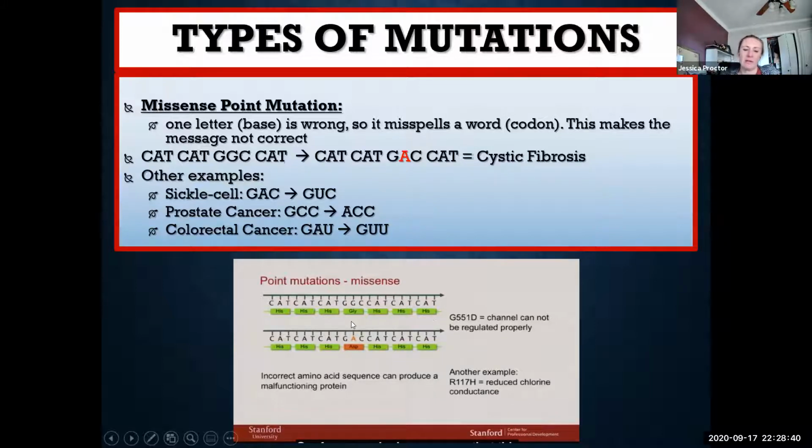So the error here, the missense mutation, is right here. So you've got this codon, the GGC, which should code for glycine. So that G is randomly changing to an A. So all of a sudden, a GAC is now coding for aspartic acid. So this missense mutation essentially means that the wrong amino acid is being coded for.